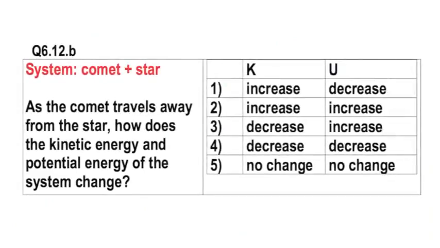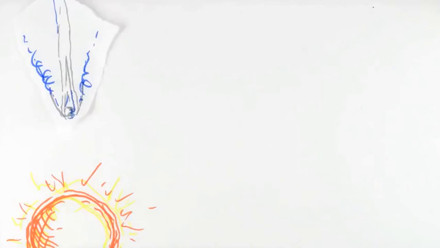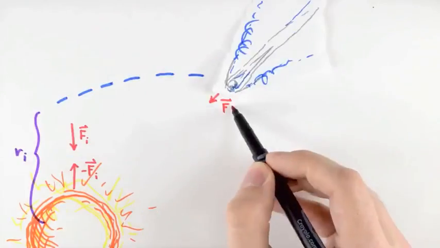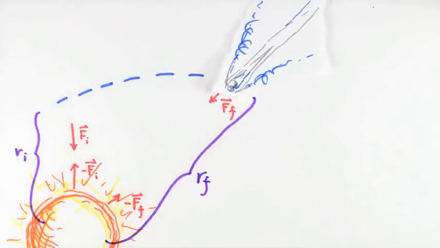Here's a clicker question where these ideas are applied in a little different context. Give this a try. Here we once again have an attractive interaction. In this case, the gravitational interaction between the comet and the star. And we are told the separation distance is increasing. Thus, for the comet plus star system, the potential energy must increase, become less negative as r increases.